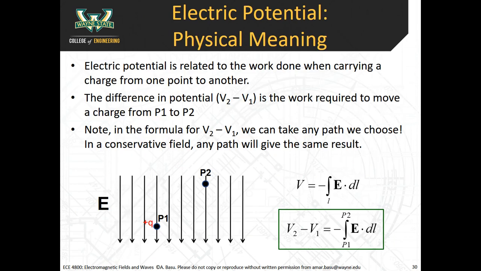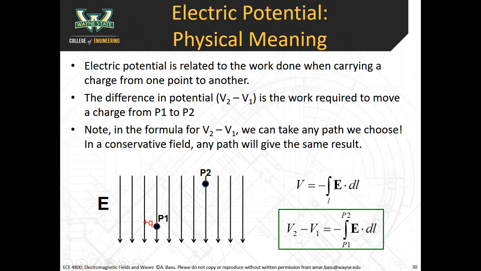So, electric potential, the physical meaning. Electric potential is related to the work done when carrying a charge from one point to another. The difference in potential V2 minus V1 is the work required to move a charge from P1 to P2. There are a couple problems in your homework that require you to calculate potential, so we'll go over this Monday, and you'll have a couple days to do it. But you can look ahead if you'd like. Notice that in this formula for V2 minus V1, we can take any path we choose, which is the point that you were getting at.